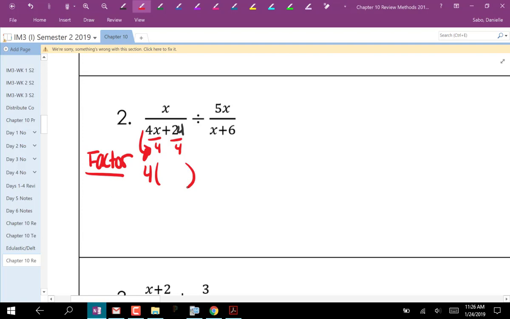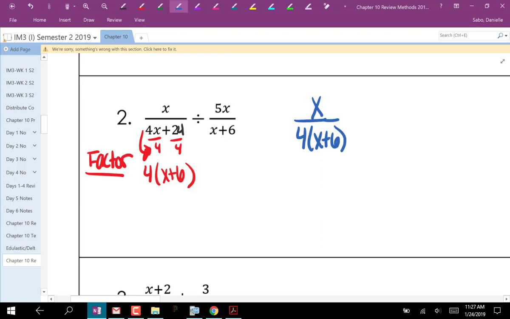X plus what number is inside? 6. 6, very good. Okay, so you've now done that piece. Everything else is pretty straightforward. So here we go. The second step is I'm going to rewrite it, x over 4 times (x plus 6). You just basically replaced this with what you factored.